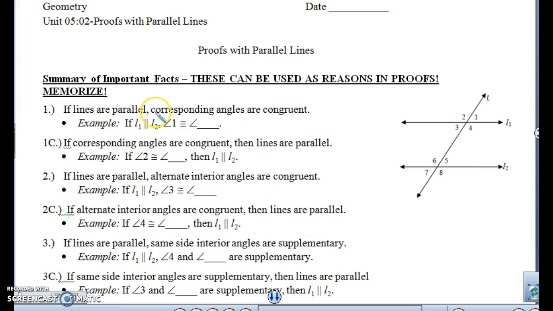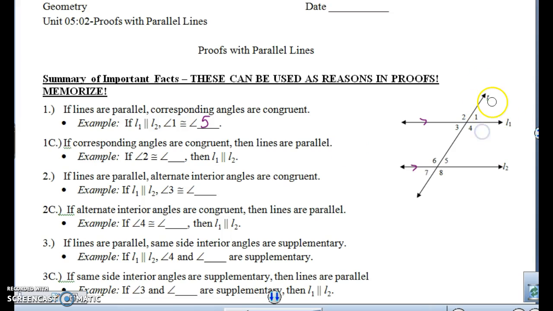If we know lines are parallel, then the corresponding angles are congruent. So if L1 and L2 are parallel, what angle would be a corresponding angle with angle 1? Well, angle 1 is here. Remember, corresponding means in the same place. Angle 1 would be congruent to angle 5. So if you know the lines are parallel, you can automatically say that angle 1 is congruent to angle 5.